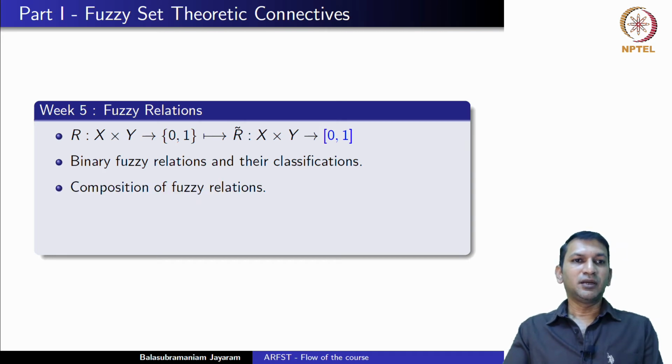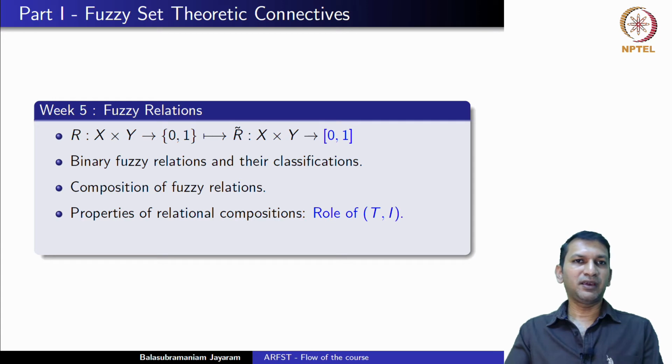We will also discuss compositions of fuzzy relations and the properties of these relational compositions, wherein once again you will see the role played by the couple, the T norm and its related implication. Finally, we will also see how to solve fuzzy relational equations and the conditions and the setting under which they can be discussed, which will be extremely useful later on in part 3 of this course, where we discuss some desirable properties of fuzzy inference mechanisms. So these 4 weeks will constitute part 1 of this course, where we discuss fuzzy set theoretic connectives.